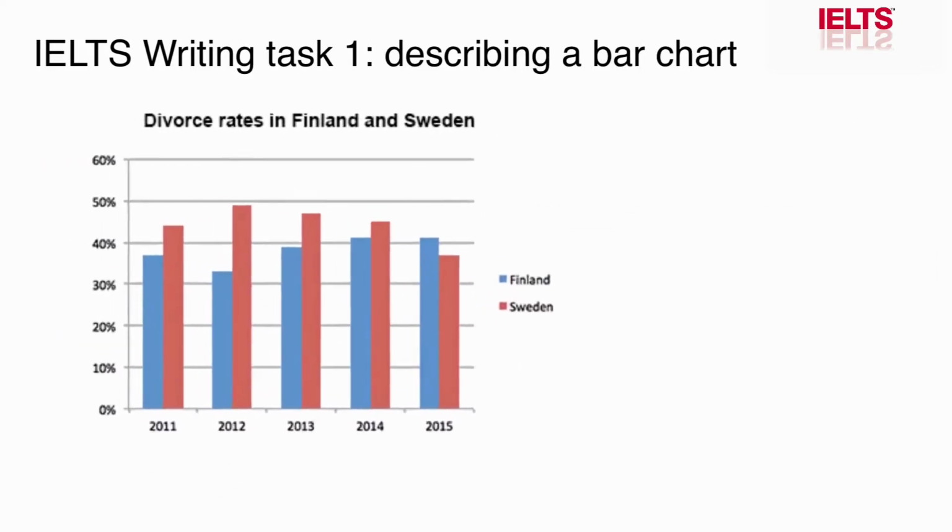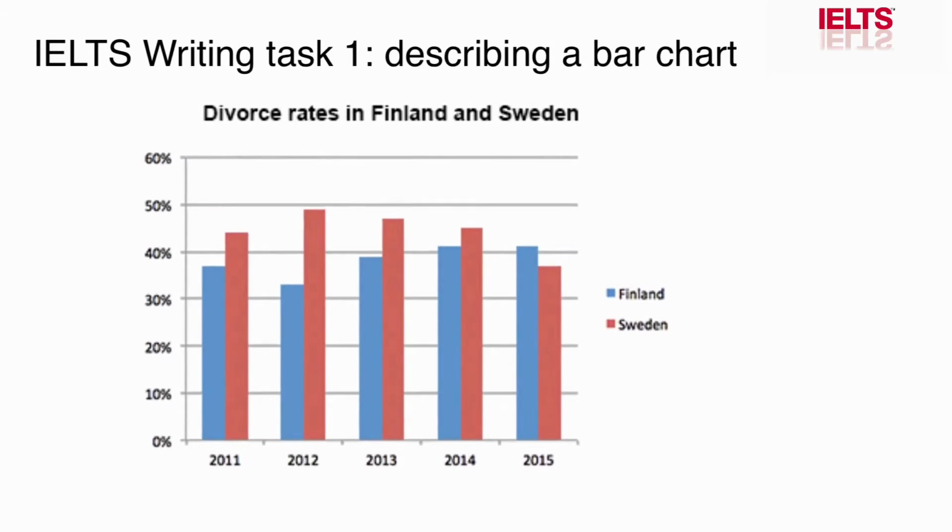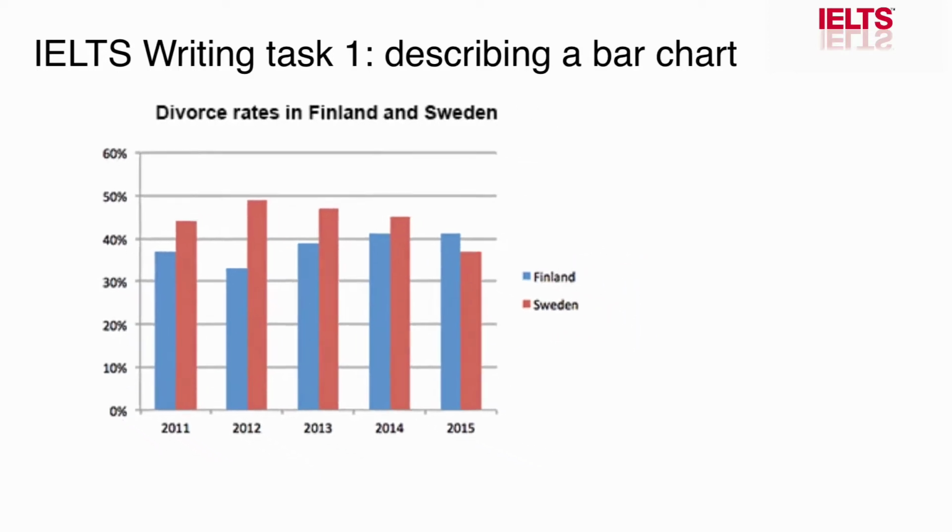Now let's look at the bar chart. What we can see? The name of our chart is Divorce Rates in Finland and Sweden. Down the vertical axis, we have the percentages, and along the horizontal axis, we have the years. Also, we can see that the information is provided for two countries. We've got Finland in blue and Sweden in red. That is our bar chart.